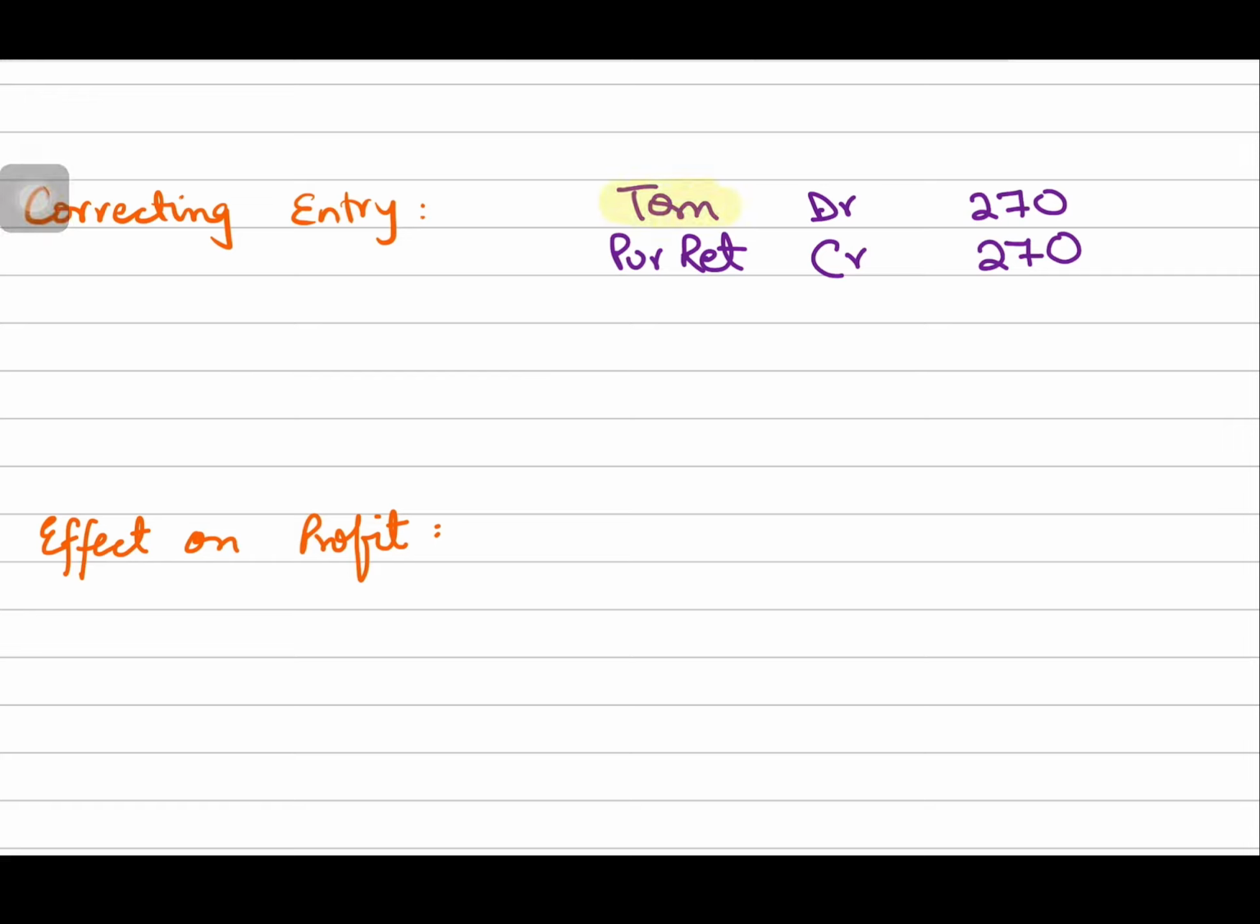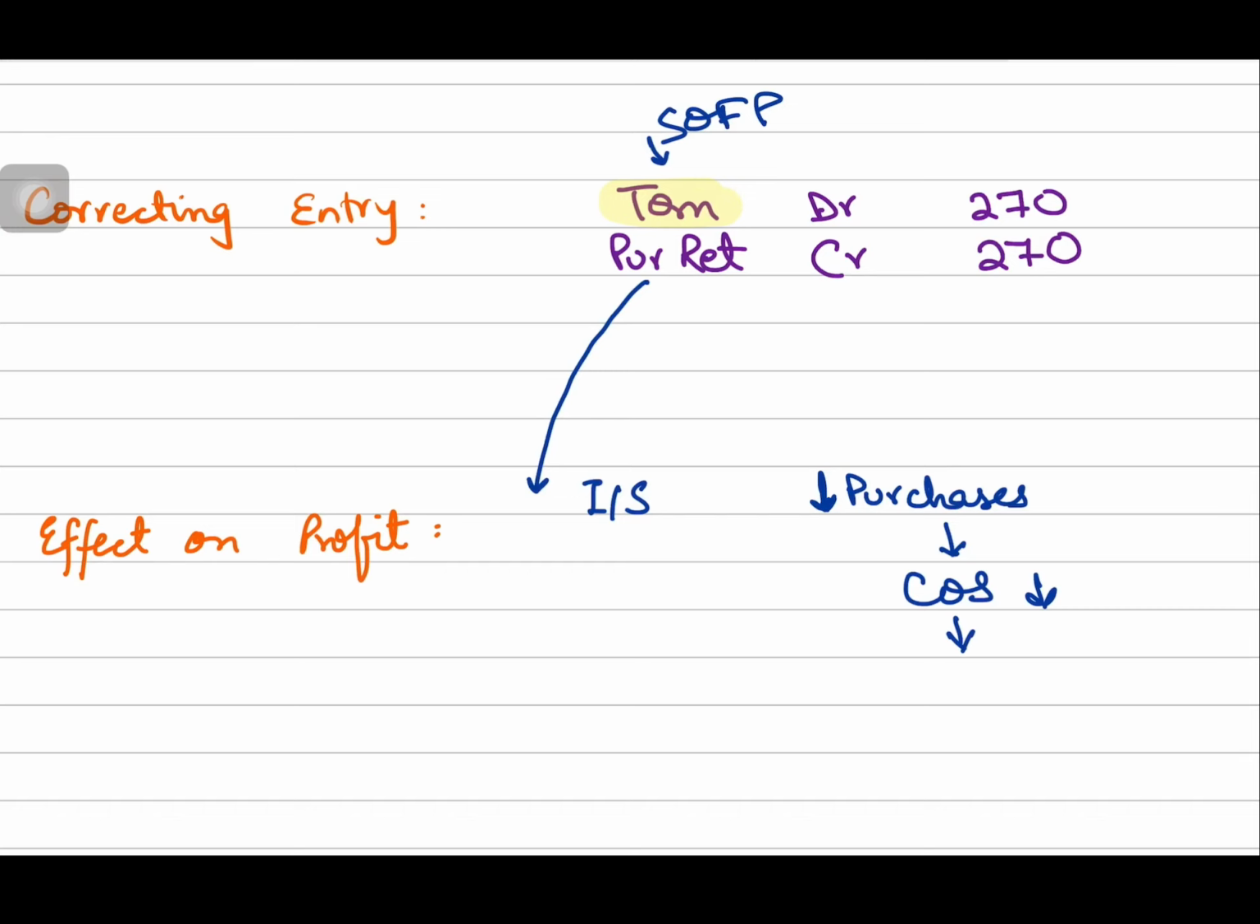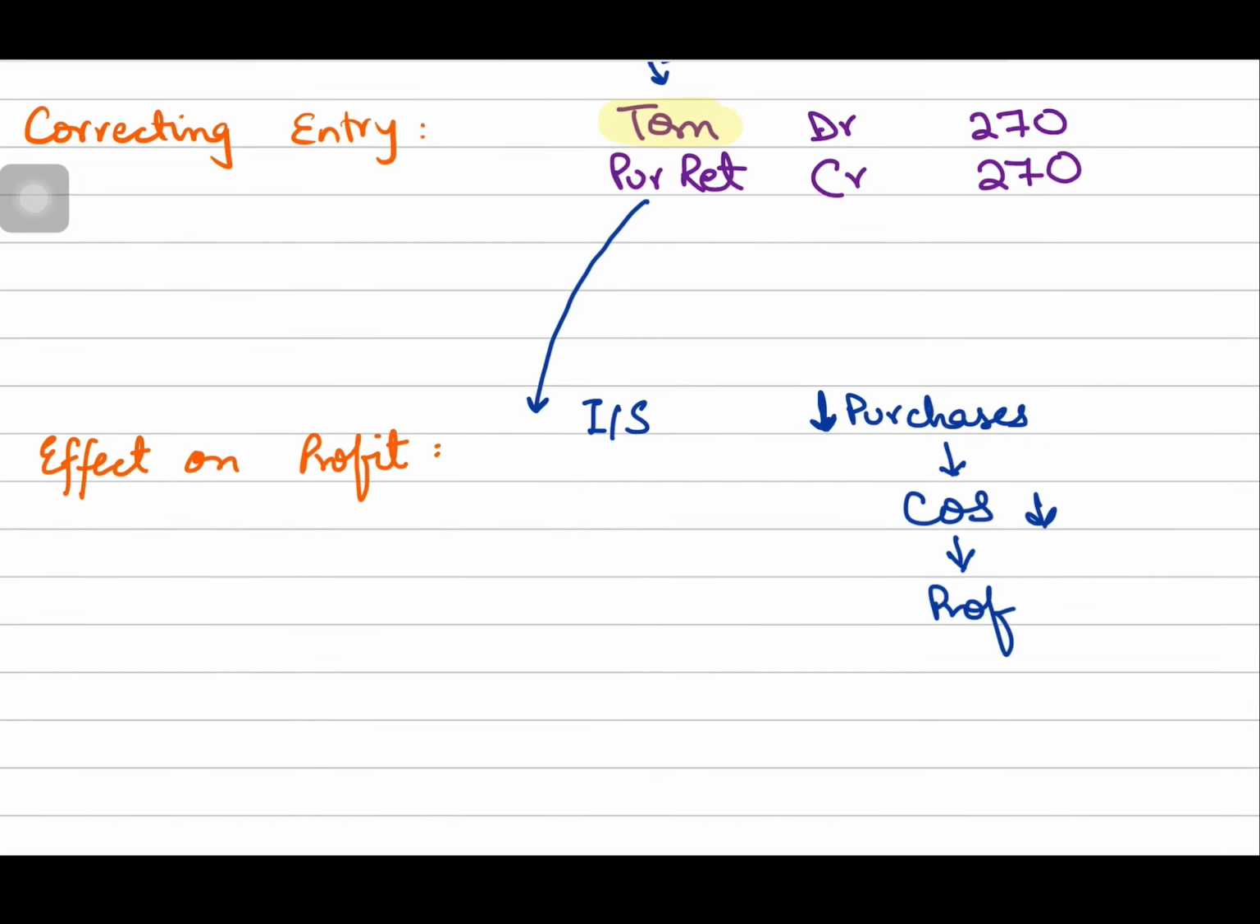We know that Tom, being the supplier of the business, will have nothing to do with the income statement, as all the suppliers are shown in the SOFP. However, purchases returns are shown in the income statement. By crediting purchases returns, I am reducing my purchases, because previously I just recorded purchases returns amounting to $30. Now I am increasing that value. So, I am reducing my purchases, and whenever purchases are reduced, we know that our cost of sales also falls, and whenever cost of sales decreases, our profit increases. So, by correcting this value, I will increase my profit.